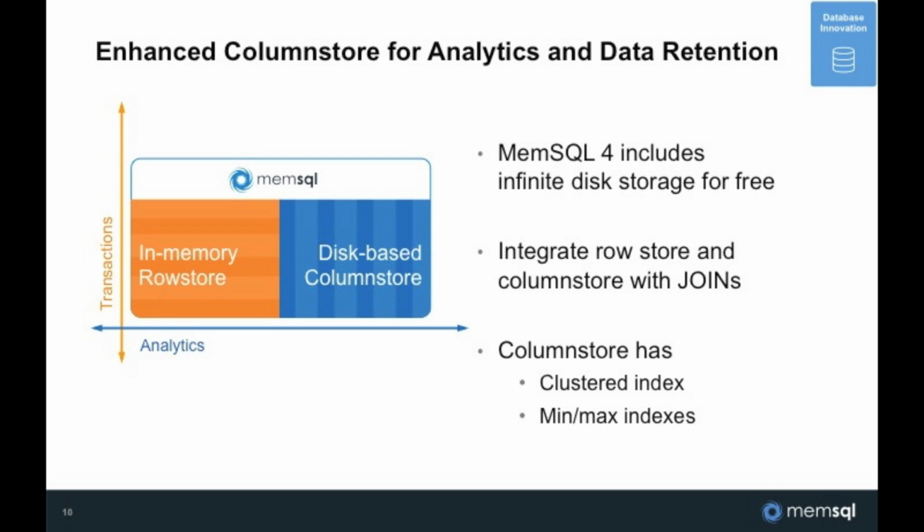Also in MemSQL 4, we've enhanced our column store. As you may or may not know, MemSQL has an in-memory based row store and a disk-based column store. So you put your very hot, mission-critical data in the row store, and then you have your historical data in the column store. In MemSQL 4, the column store storage, which is disk, is provided for free.